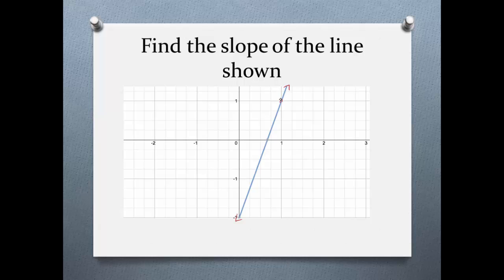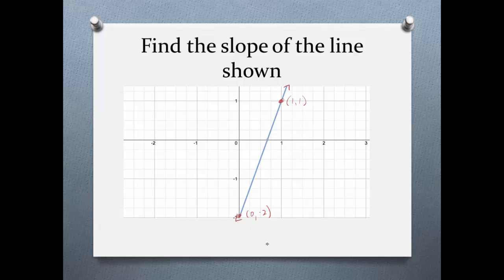So I think I've got one right here. That looks like the point 1, 1. I've got a point here, but I can't tell exactly what that is. My next point right here looks like 0, negative 2.